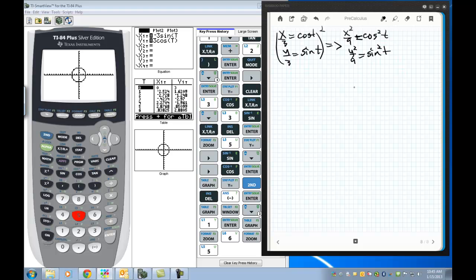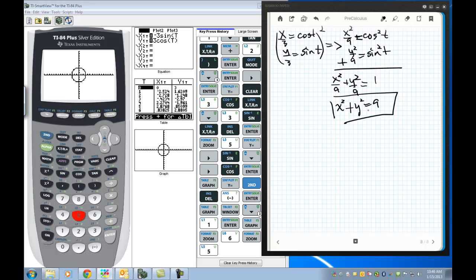Now, what's begging to happen? I got a sine squared, I got a cos squared. Add them. X squared over 9 plus y squared over 9 equals what? 1. Multiply by 9. X squared plus y squared equals 9. Which, guess what, is a circle centered at the origin with a radius of 3.